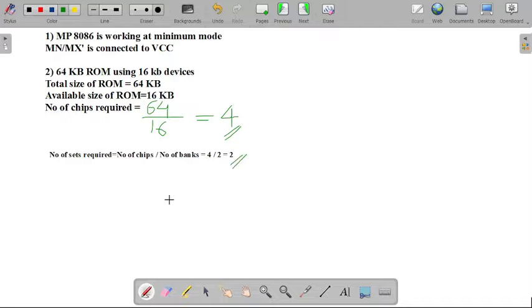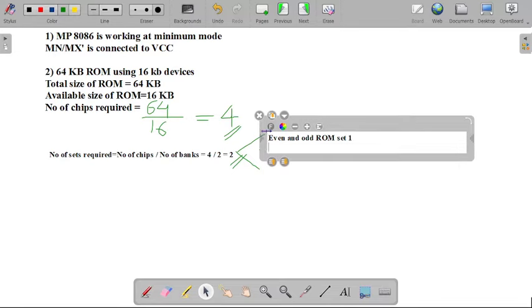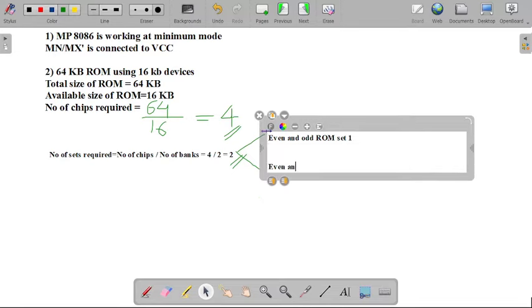So here we have found the number of sets required, and we got the answer 2. So there will be 2 sets, and in the first set we have the ROM architecture, that is even and odd ROM set 1. And in the second one we are writing here even and odd ROM set 2. So these 2 sets will be considered while solving that example.